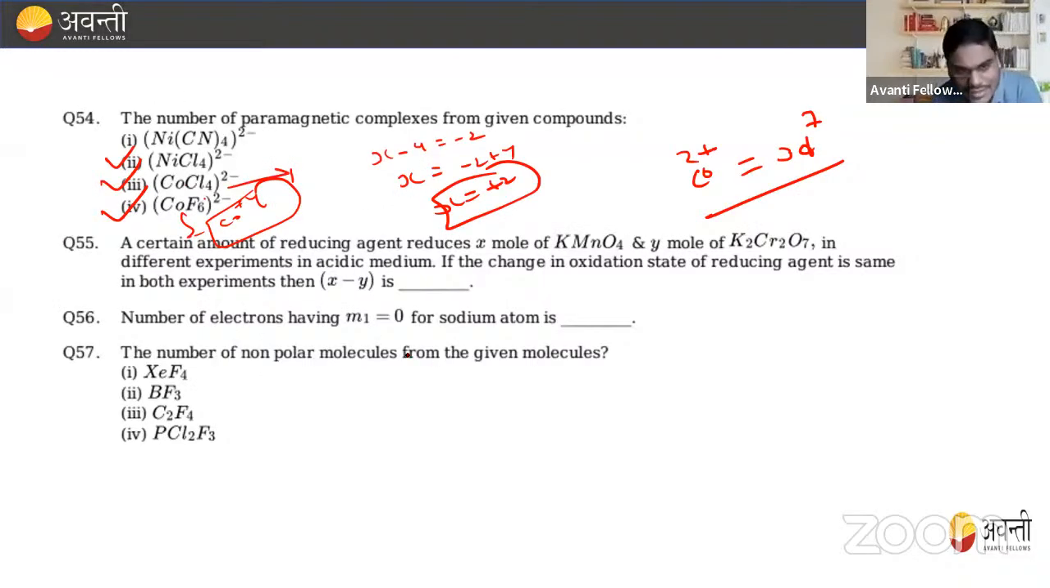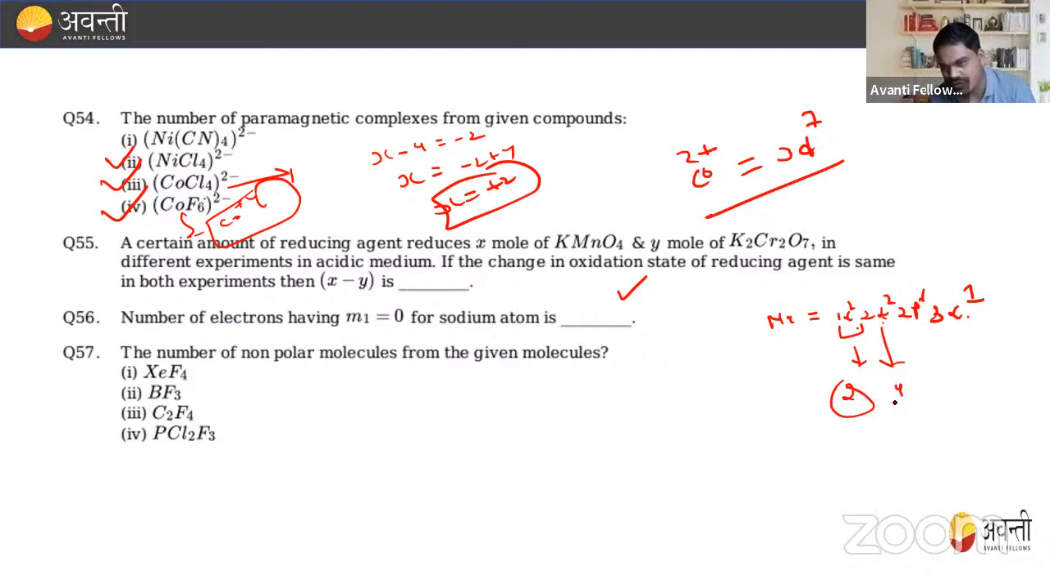Now let's move to the next question. That is the number of electrons having Ml 0 for the sodium atom. For the sodium atom, we know the configuration is 1s2, 2s2, 2p6, and 3s1. So how many electrons have Ml equal to 0? Tell me fast. Yeah, that is 7. How can you say that it is 7?